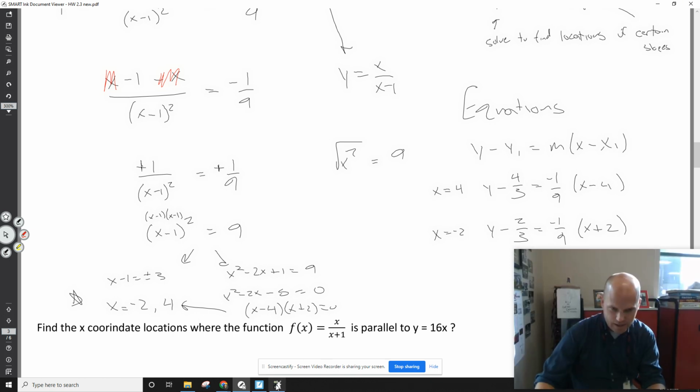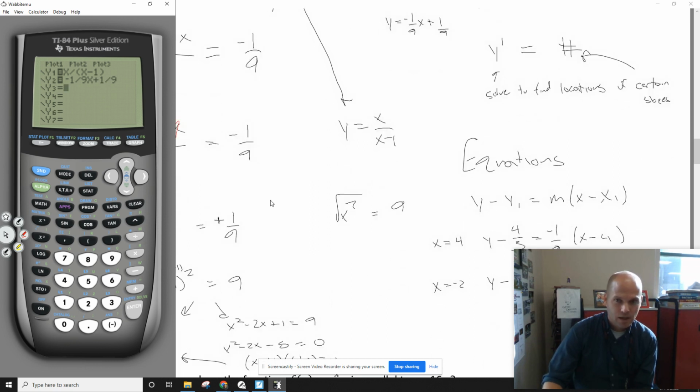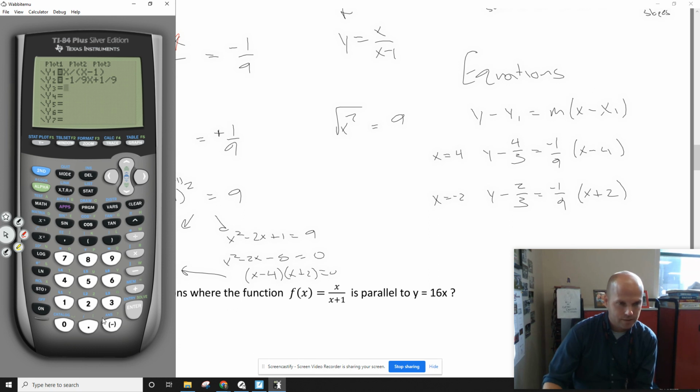Let's see our handiwork just because it's fun, for me, at least. X over parentheses x minus 1 is our equation. We got this line. I'm just going to graph this line just because I have it. I don't really care about the point, but there's that line. And now we have our two tangent lines that are going to be parallel to the first line, but they will be tangent to the function.